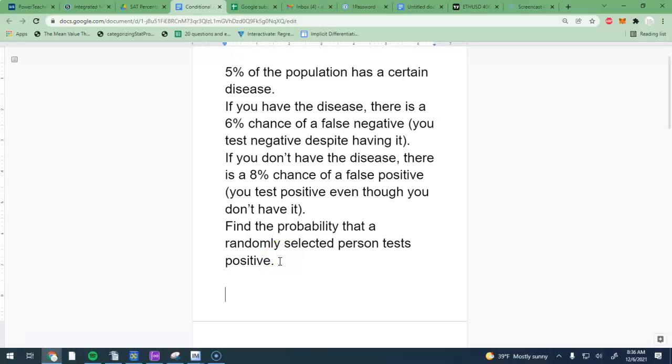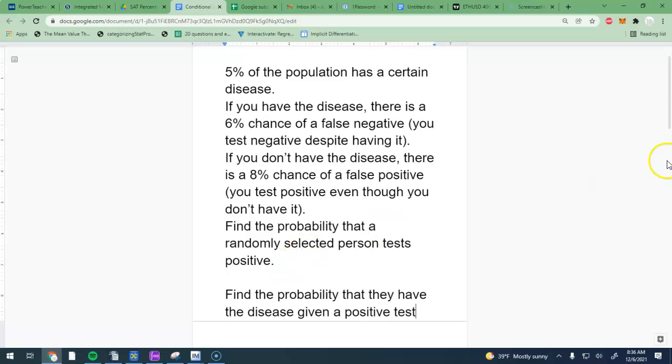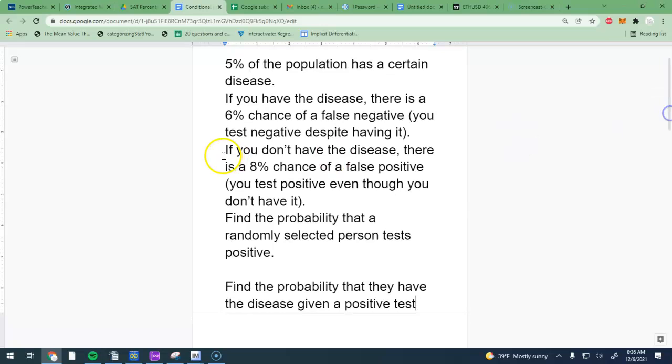I had a question here at the end. So we didn't do this question on the first one, I just kind of forgot. But try that one too. Find the probability they have the disease if we know they tested positive.